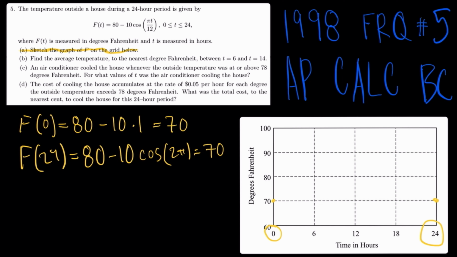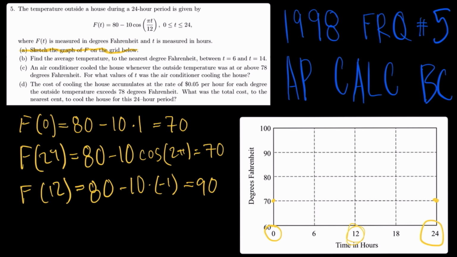And now what we just want to find is if we can maybe get a point towards the middle, maybe at t equals 12, because that will simplify our thought process. What we can notice is that if we substitute 12 for t into our expression, we get cosine of 12 pi over 12, and the 12s will cancel and we'll get -1 for cosine. So let's do that. So that would be f of 12 equals 80 minus 10 times -1, which is 80 plus 10, which is 90. So I'll plot that point.